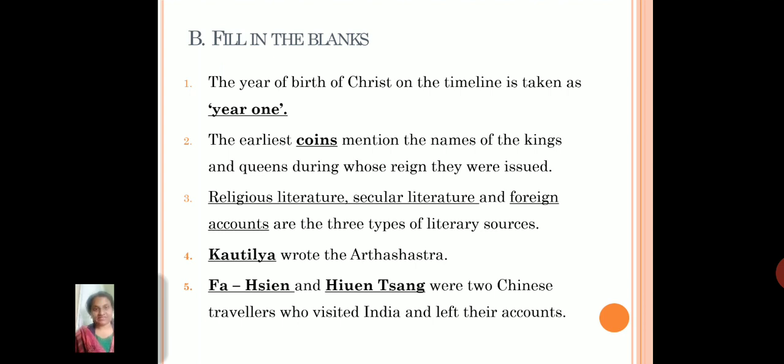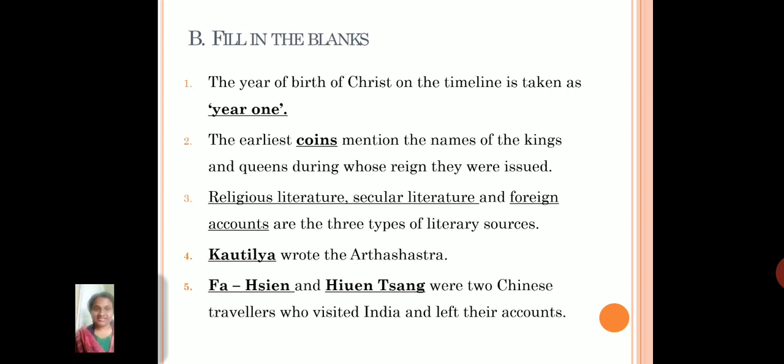So what are your answers? Religious literature, first blank. Second blank, secular literature, comma, and foreign accounts. So what is the first blank in the third number? Third fill in the blank. Religious literature, secular literature, and foreign accounts are the three types of literary sources. So what is your answer? Religious literature, secular literature, and foreign accounts are three types of literary sources. Full stop.